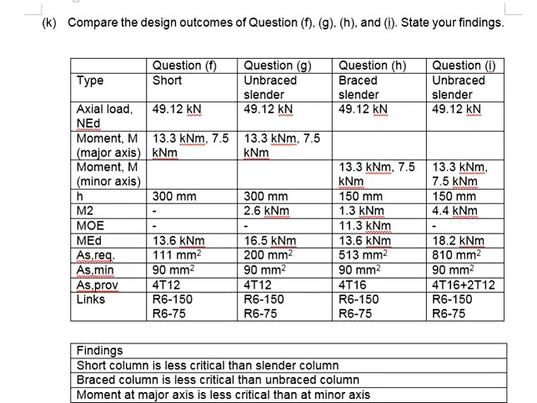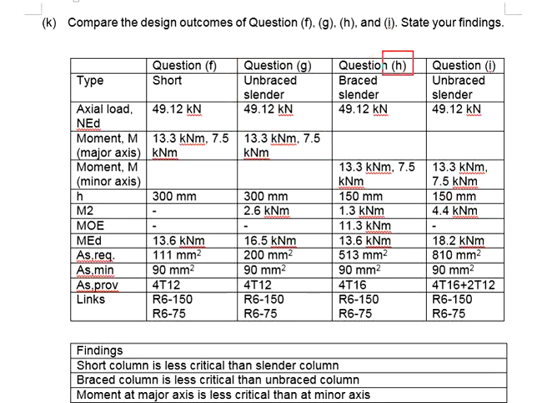So far, we have done quite a number of examples with the same specifications and details of the column, only when the conditions are different. In sub-question F, we deal with a short column, where the moment is acting in the major axis, whereas in sub-question G, we deal with an unbraced slender column with the moment acting in the major axis.